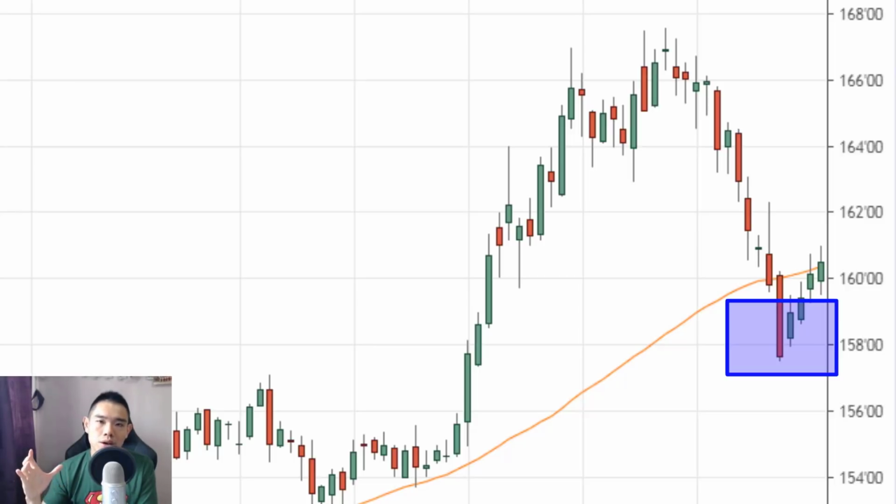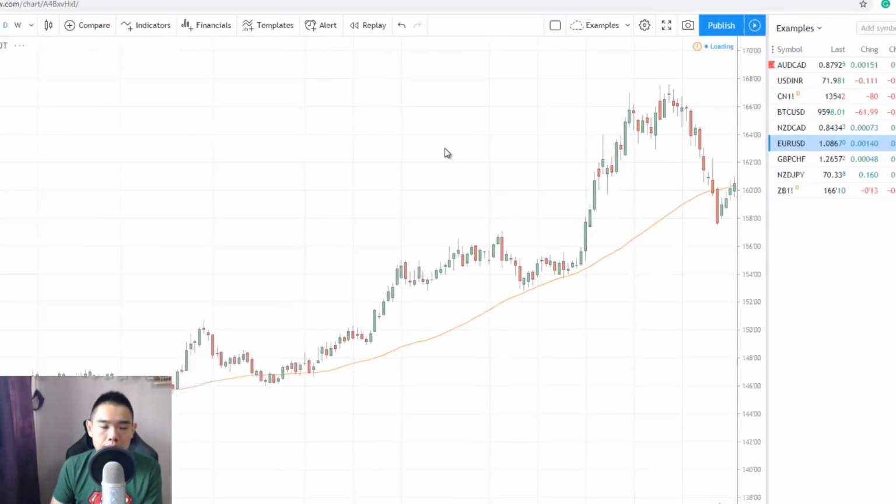Not only knowing when to enter a trade, but also knowing when to stay out of the trade, especially when the price is far away from the area of value. One more example before we wrap things up.